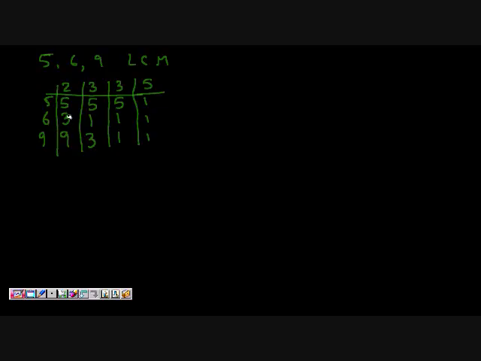The LCM is the multiplication of 2 into 3 into 3 into 5, which is 2 into 9 into 5, which is 90. So the LCM of 5, 6, and 9 is 90. That's how you find the LCM.